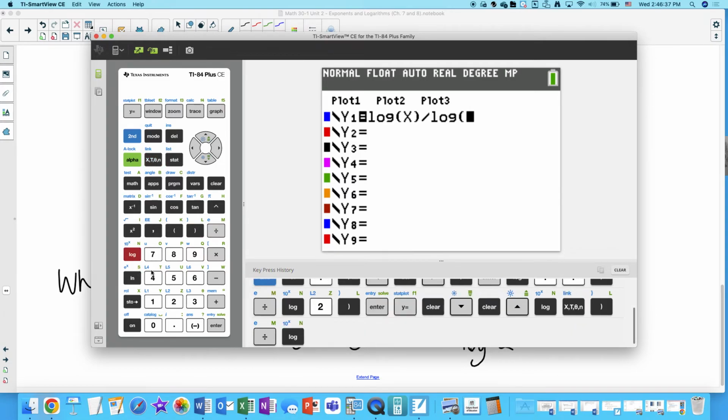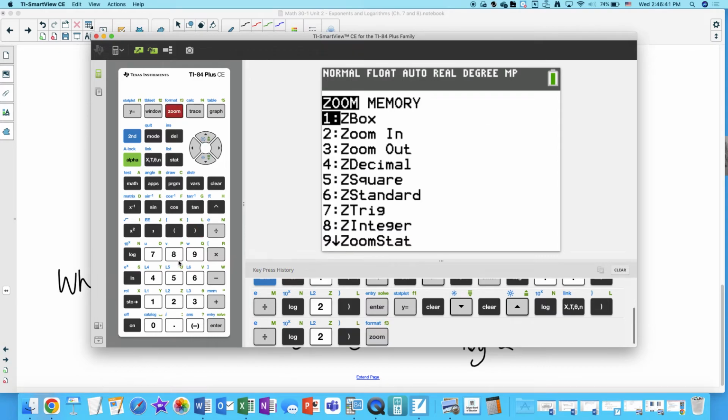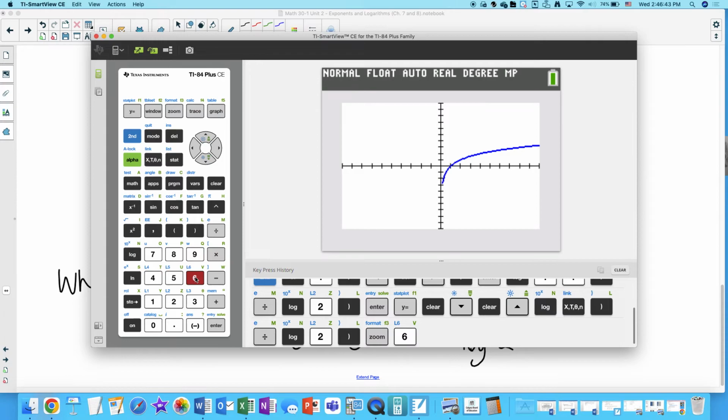Now, this is another thing that you guys need to know. This is where calculators have limitations. Looks to me like that graph starts there, like there's an end point. But what did we actually know happens here?